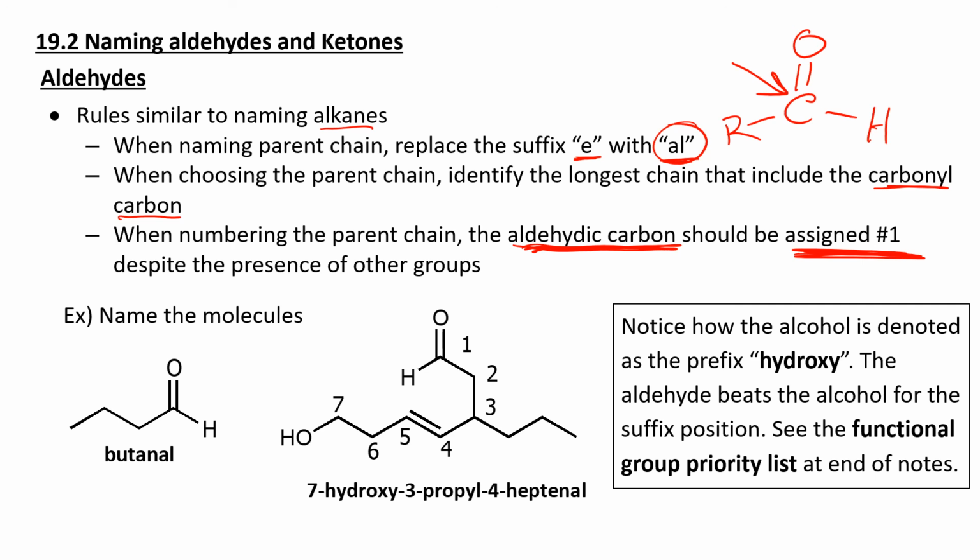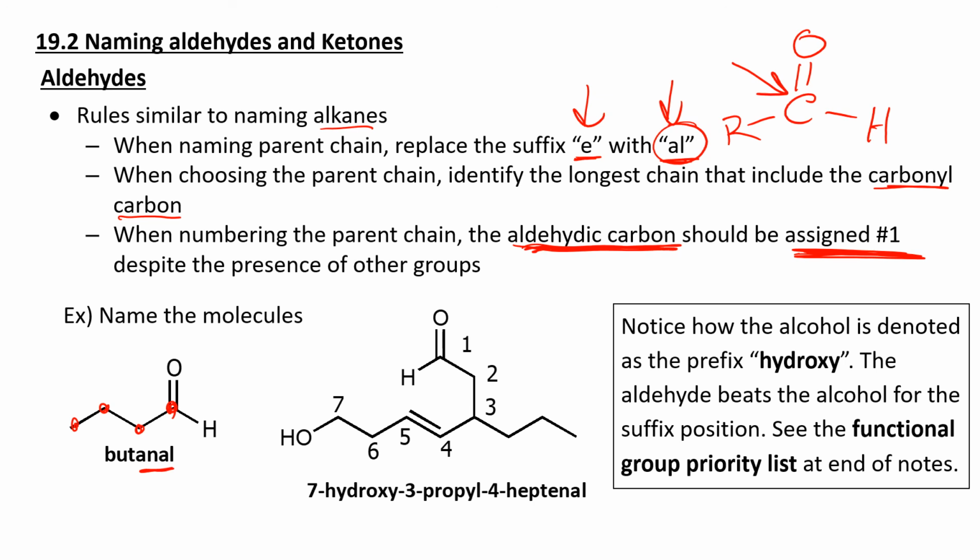Now, let's look at a simple example. We've got a carbon chain with 4 carbons. It's going to be some form of butane. And instead of butane, we change the E to an AL, so it's butanal.